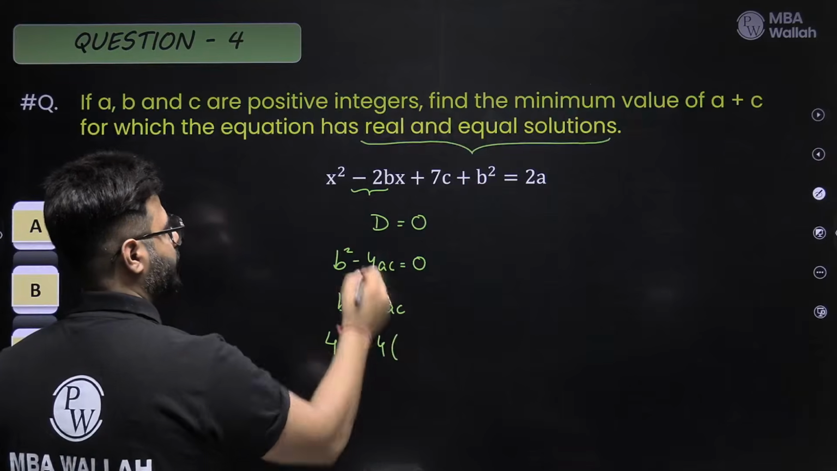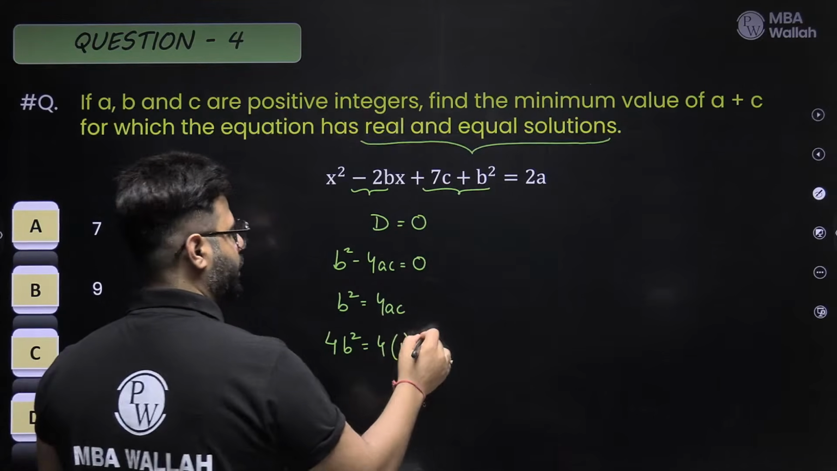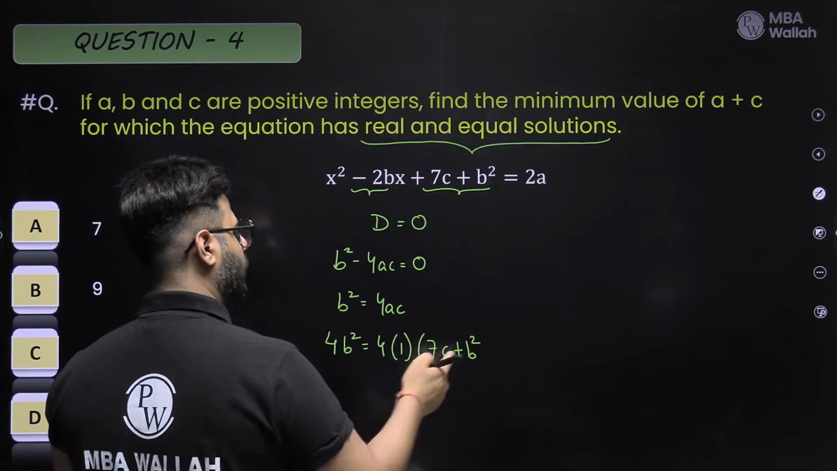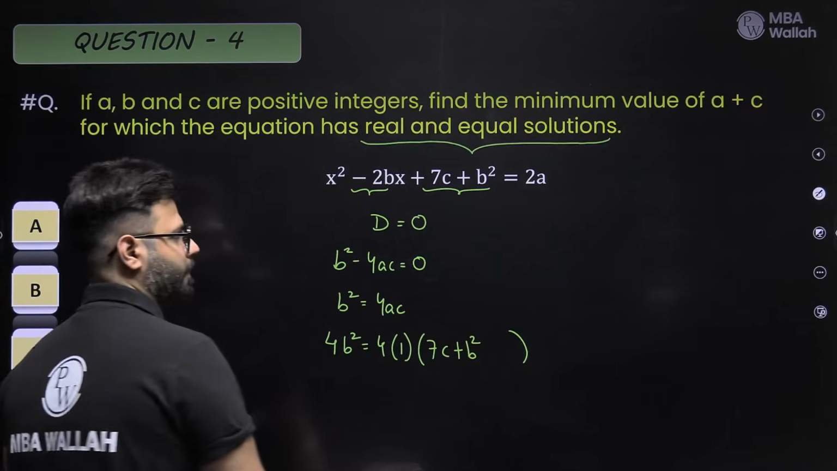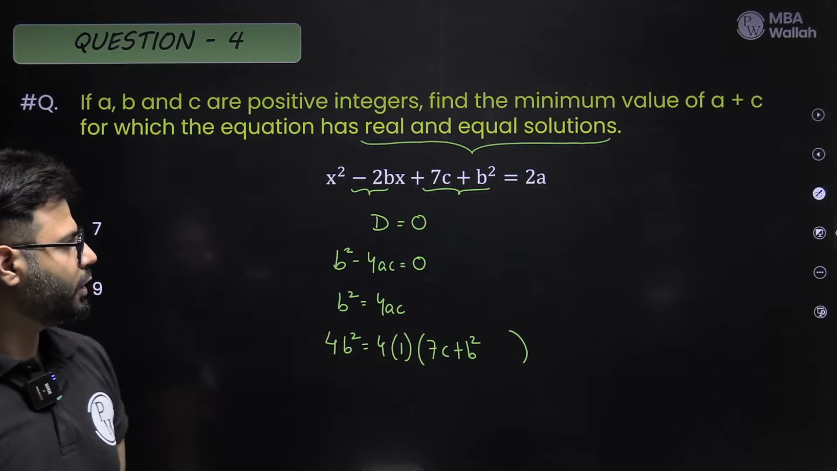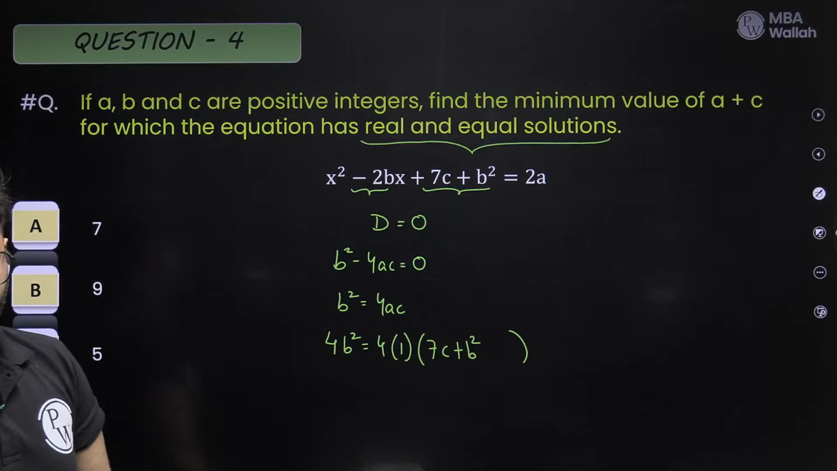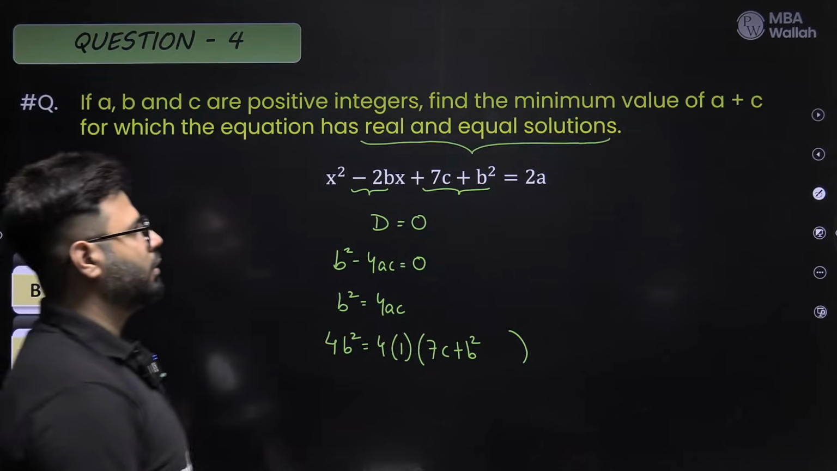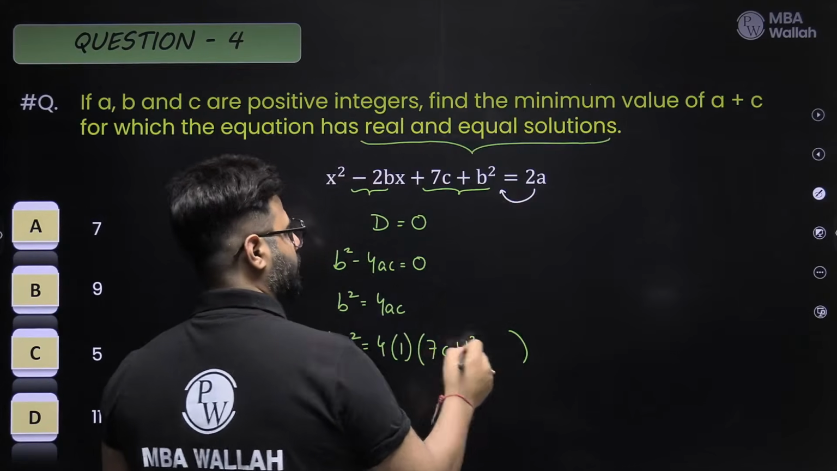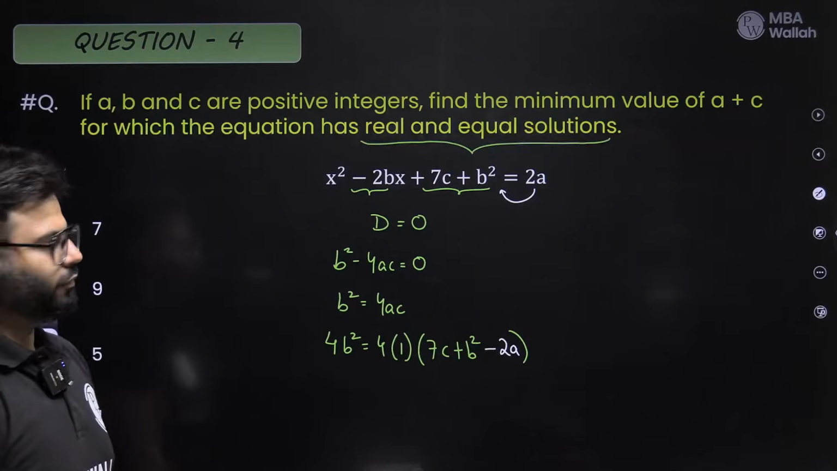Equals to 4. A is the coefficient of x square. C is all the constant terms. Now if you put 7c plus b square, you will be wrong. What is missing, guys? In the constant term, what is missing? What should be C? What did I miss? The right hand side was not 0. This will go over there, becomes minus 2a. That is also the part of C. Yes or no? Perfect, guys.